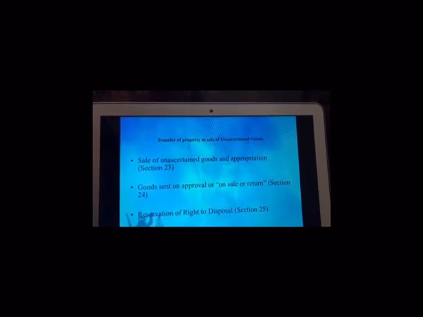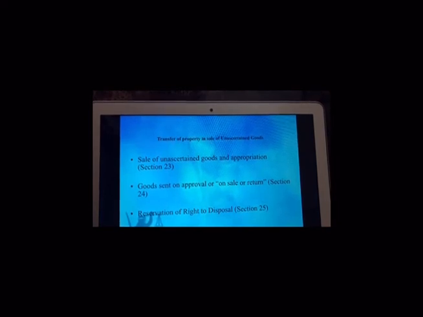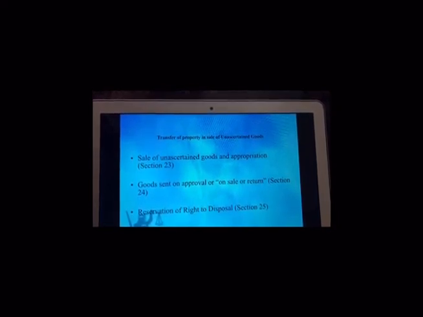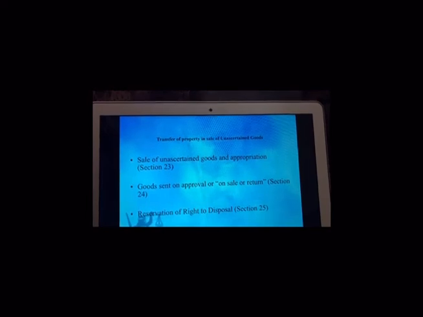Goods sent on approval or on sale or return. The property in the goods will only pass to the buyer if the buyer either signifies his approval or acceptance, or does not express his rejection or acknowledge to the seller that he intends to reject the goods.